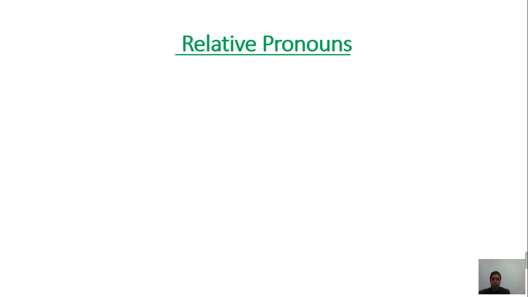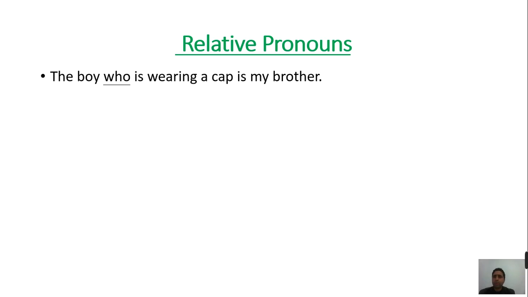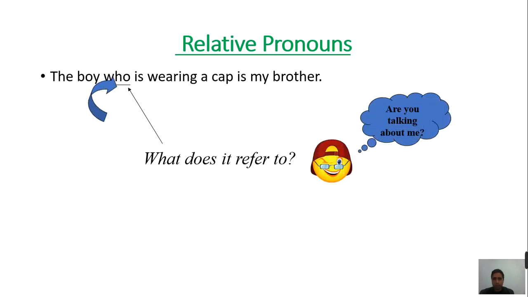Great. Now let's take this sentence here. The boy who is wearing a cap is my brother, or is your brother here. So the word who, what does it refer to? Normally it refers to the boy. It describes the boy, or it defines the boy. Great. So I think now we know that the relative pronoun refers back to the noun that precedes it.